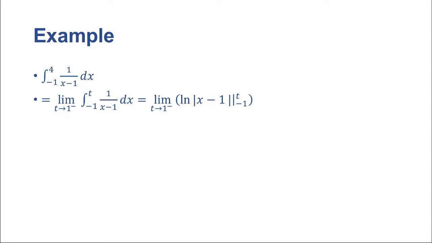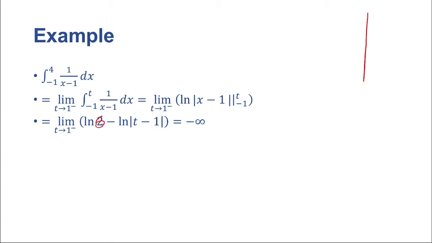That's a simple natural log integral, so we get the limit as t approaches 1 from the negative side of the natural log of the absolute value of x minus 1, evaluated between negative 1 and t. Now we actually do need to use the absolute value because we have a negative being plugged in there, so we get the limit as t approaches 1 from the negative side of the natural log of 2 minus the natural log of the absolute value of t minus 1. And note, we get 2 here because we're taking the absolute value of negative 1 minus 1.